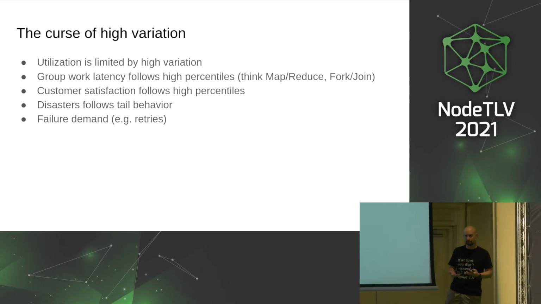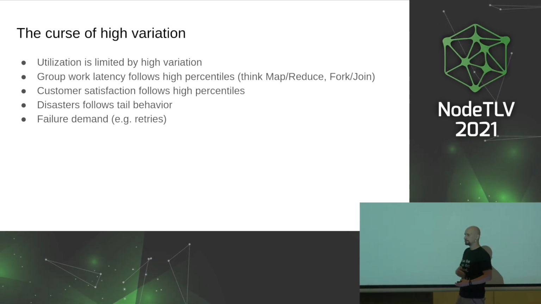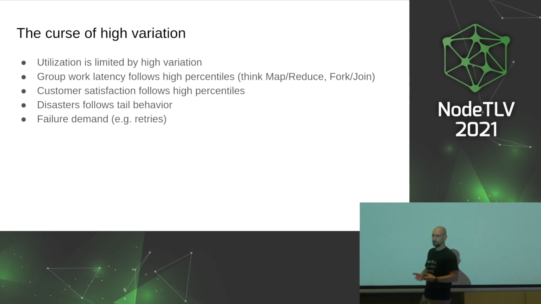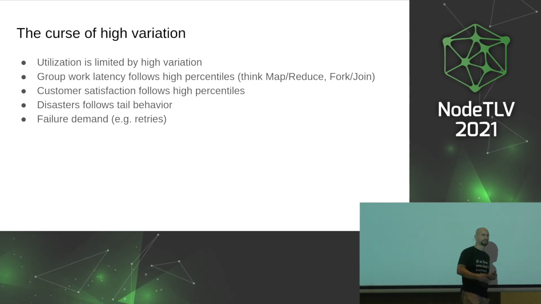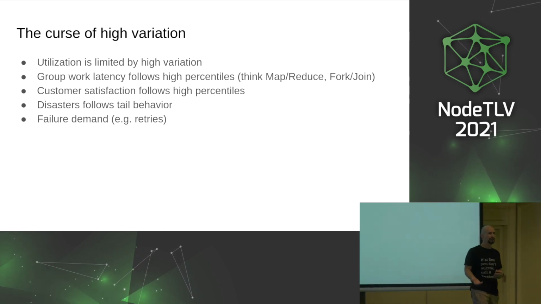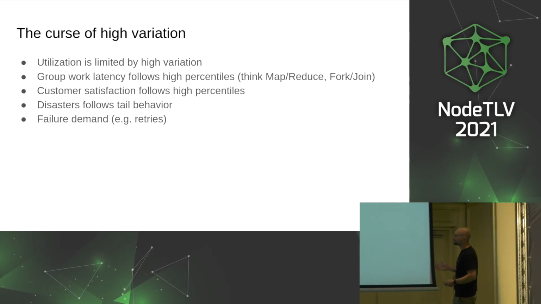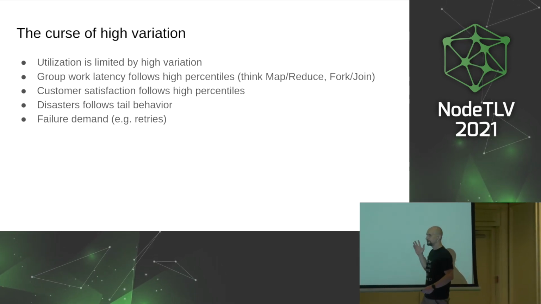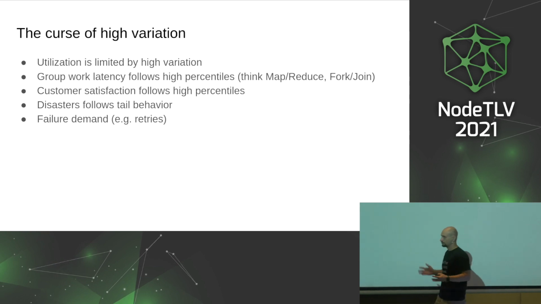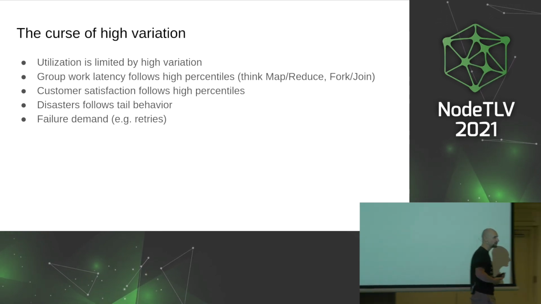And of course, disasters. What are disasters? It's basically stuff that's an error. What is an error? Like we said before, it's something that's way off in the distribution. So it follows the high percentiles, basically outliers. That's the major cause of disasters. And of course, when something fails, what do we do? We retry. And retry basically increases the load. So failure demand. Failure demand is demand that was generated by a failure to do something the first time.